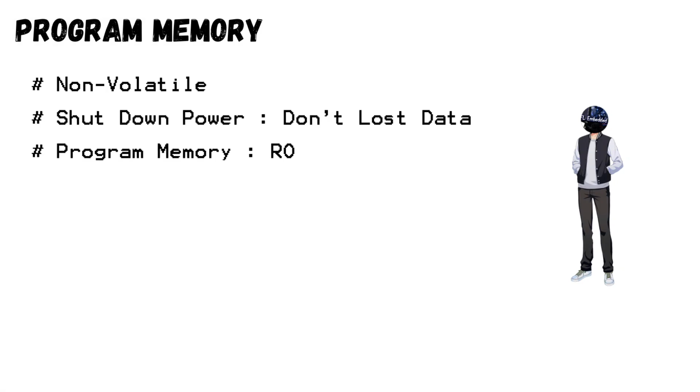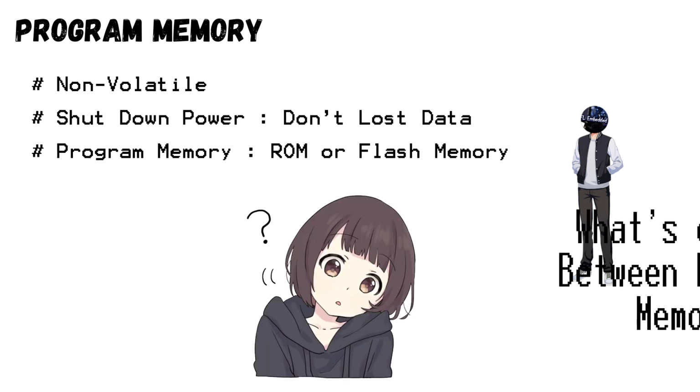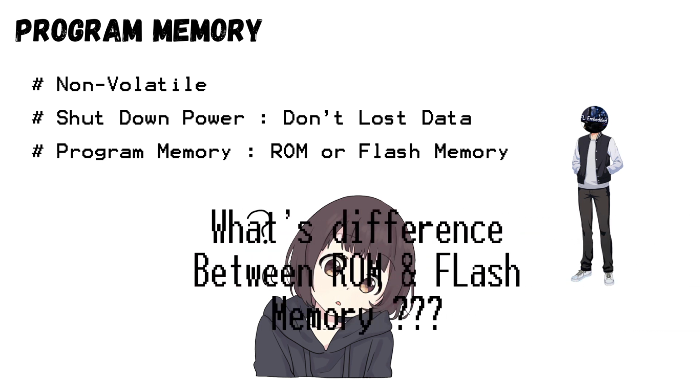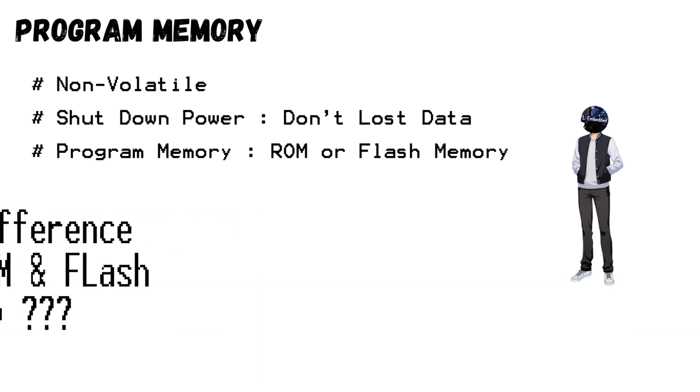Program memory is not volatile. That means when we shut down the power, the contents of the memory are not lost. And that kind of memory is used to store the program. And program memory can be a flash memory or read-only memory. But what's the difference between flash and ROM memory?